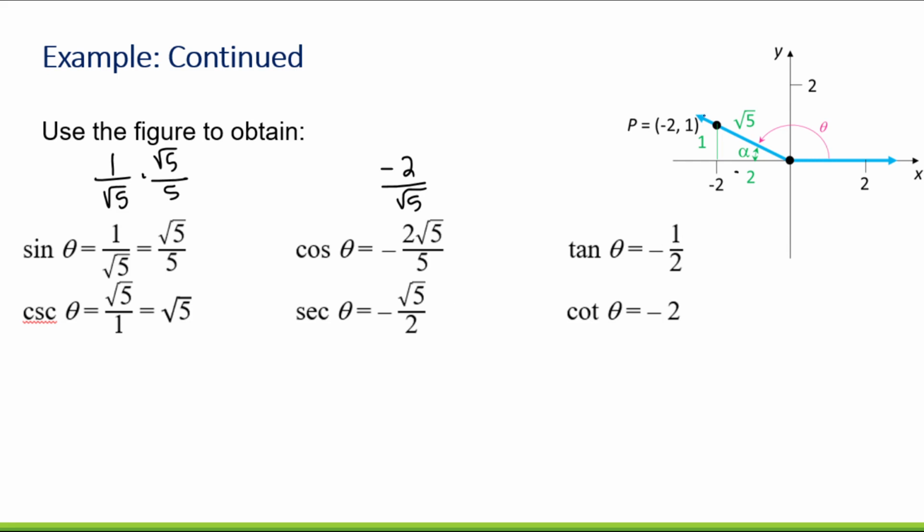Tangent theta is y over x, and so 1 over -2 is -1/2. Cotangent theta is x over y, the reciprocal, and that is -2.